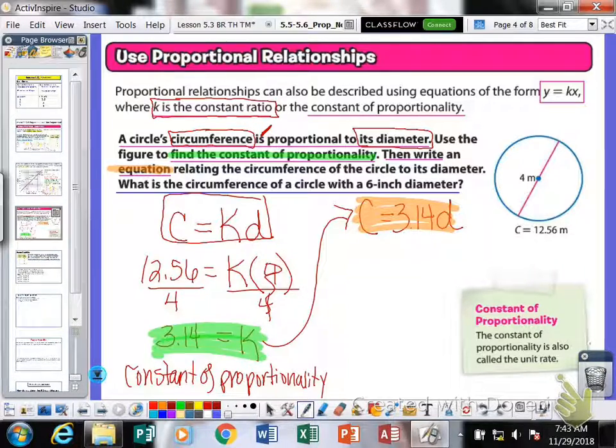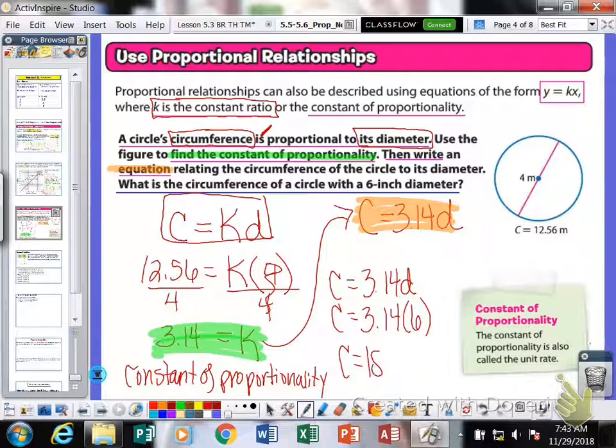So now we take C equals 3.14D, and now we want to substitute in 6 for D, so we get 3.14 times 6, and I believe that is 18.84. Again, don't forget to label. This chapter is about labeling. 18.84 meters.